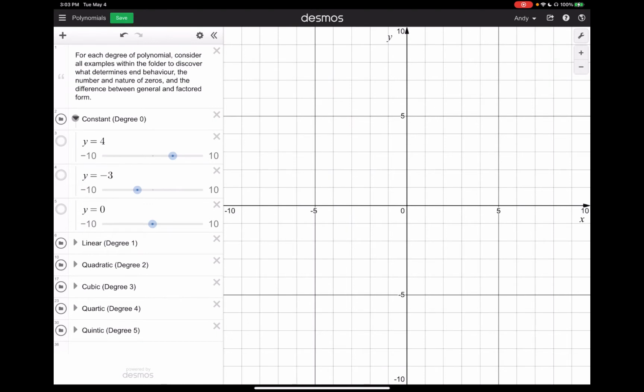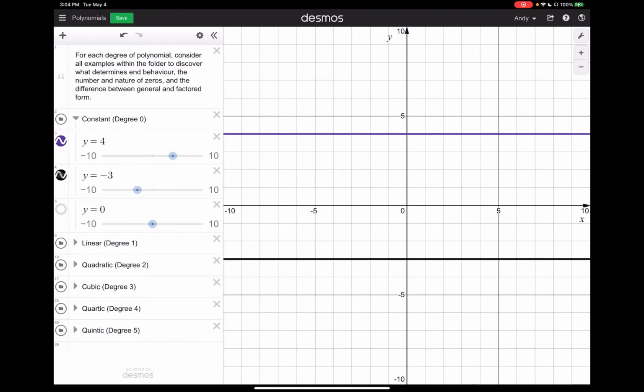constant functions. These are polynomials of degree 0. So here's one example. We've got y equals 4. Here's another example. It's y equals -3. And here's a third example. It's y equals 0. So for starters, let's talk about end behavior.